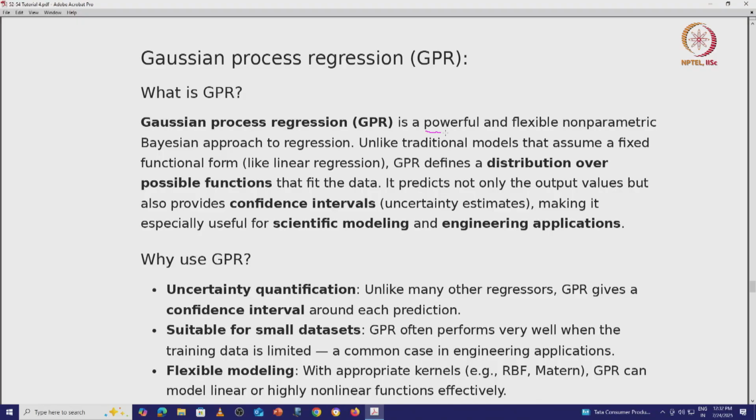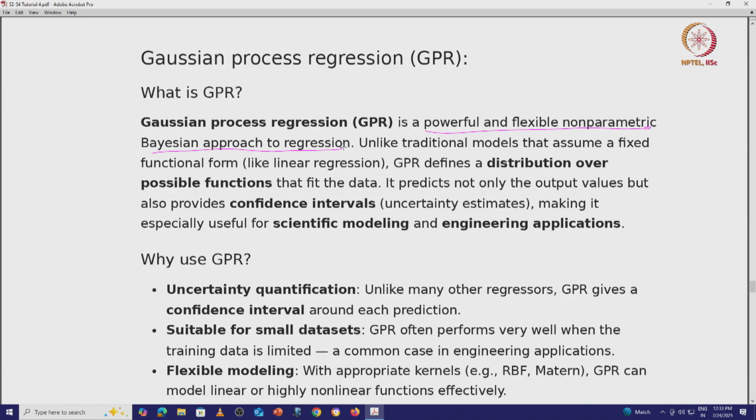So what is Gaussian process regression and why are we talking about it? GPR is a powerful and flexible non-parametric Bayesian approach to regression. So there are a lot of words here. The first word is non-parametric, and we have already discussed what a non-parametric model is in our lectures. It is a model wherein the prediction depends on how similar the unseen features are to features of points in the training data set, and all types of kernelized models like kernel SVM, kernel ridge regression, and even decision trees are non-parametric models, but GPR is also a non-parametric model.